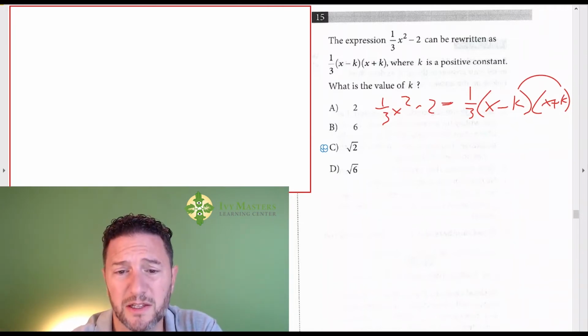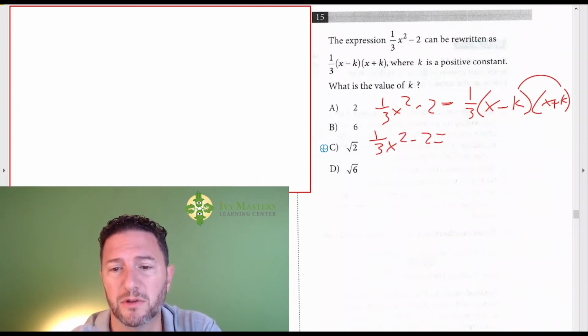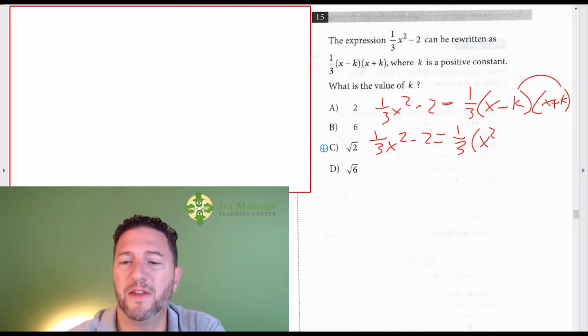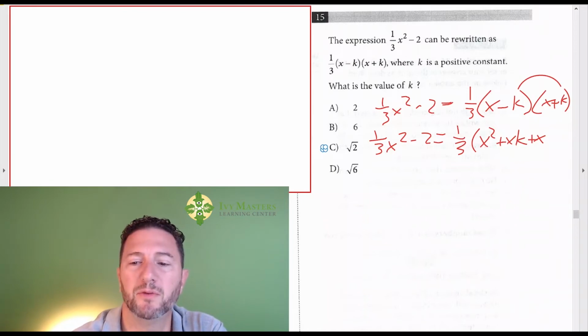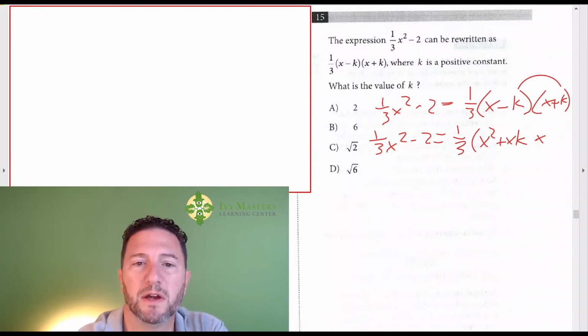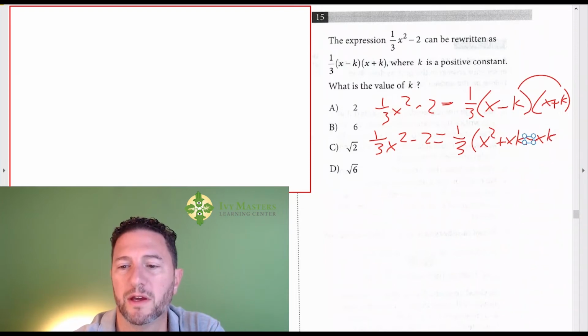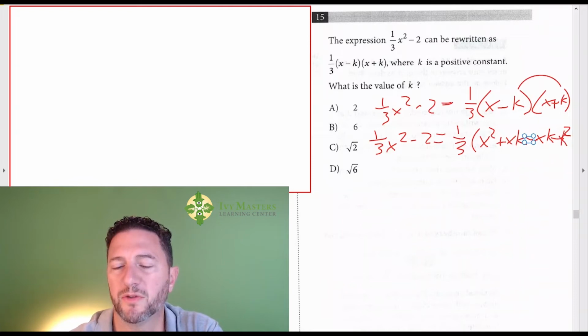So first off, we're going to take these one at a time. I'm just going to copy the left side. 1/3 x squared minus 2 equals 1/3, and all I'm going to do is FOIL the right side of that equation. In FOILing we get x squared, and then the insides and outsides are going to cancel. I'll write them out because I know that some of you are fine without them being written out, but some of you may not be. So here it's actually a minus. I wrote xk. You'll probably write kx, which is fine. It's the same thing.